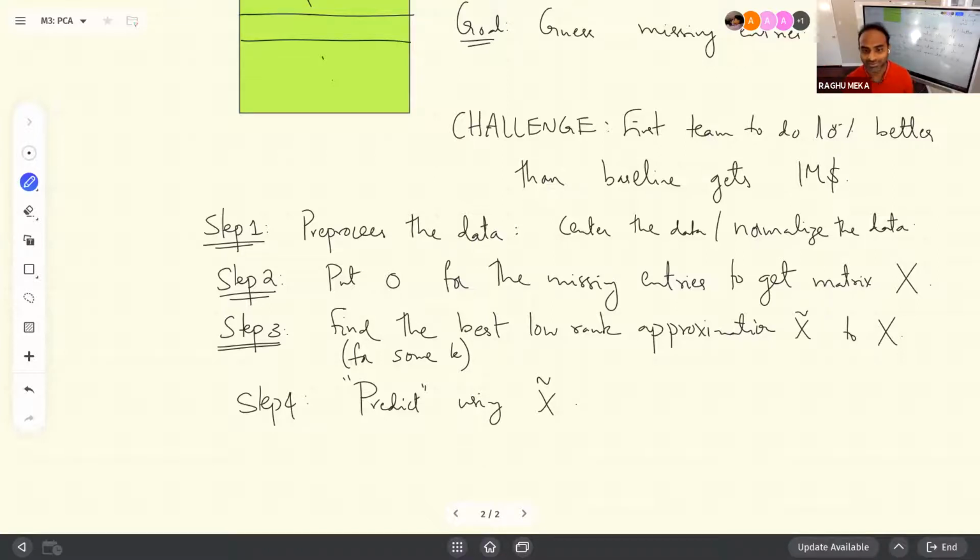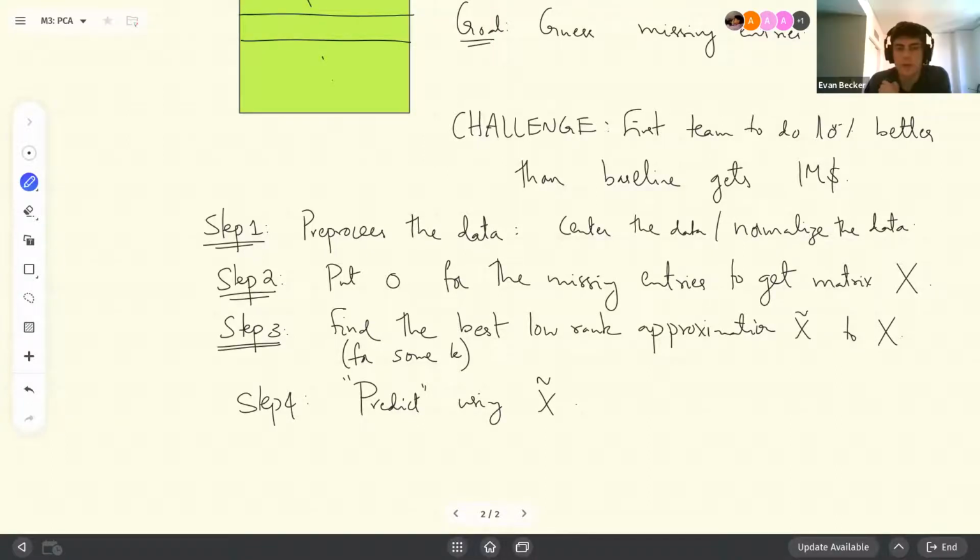Okay, so that's it. We just defined low rank approximation. So we figured out all the missing entries with the mean, but instead of just using the mean, we are going one step ahead, finding the best low rank approximation for some K that we'll pick, right? And then use the resulting matrix X tilde to guess the missing entries.